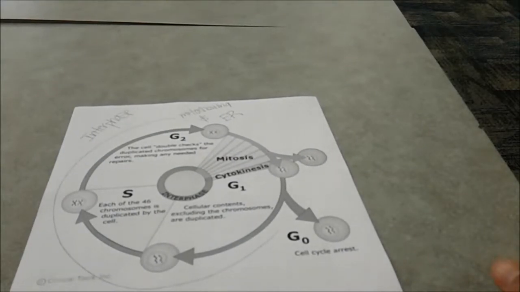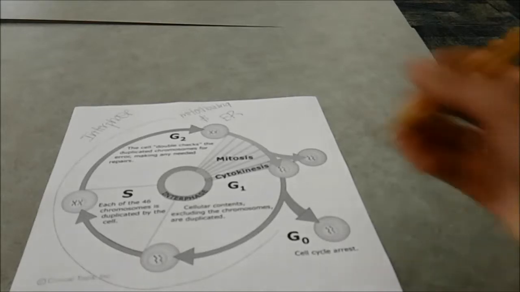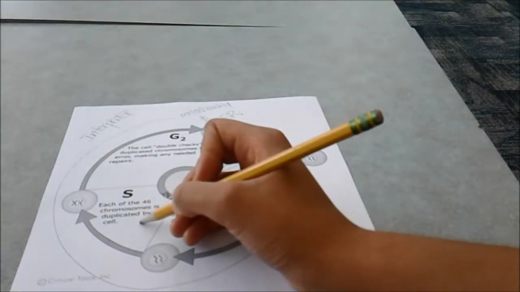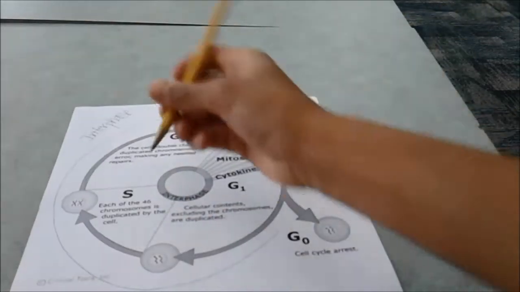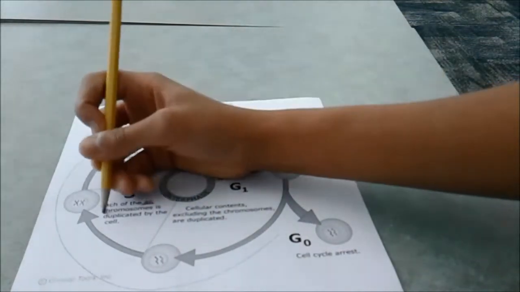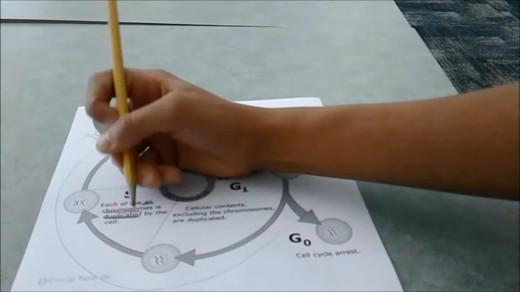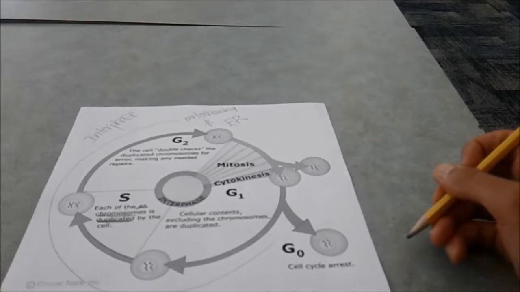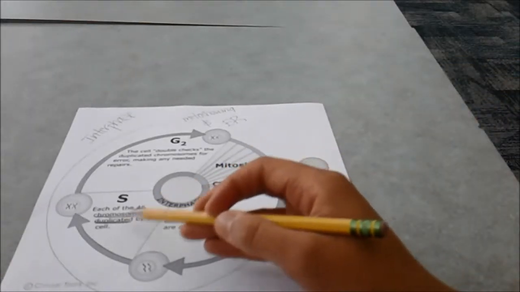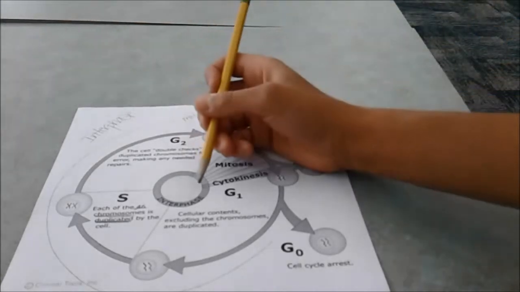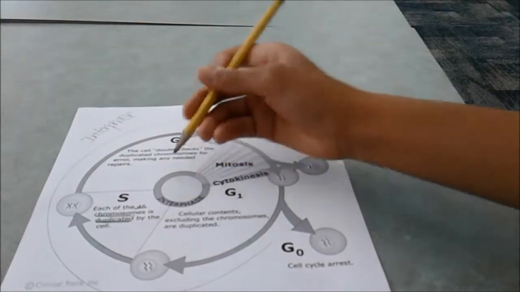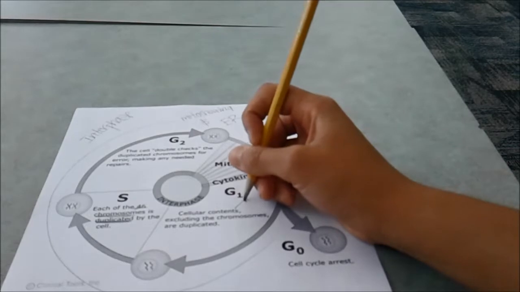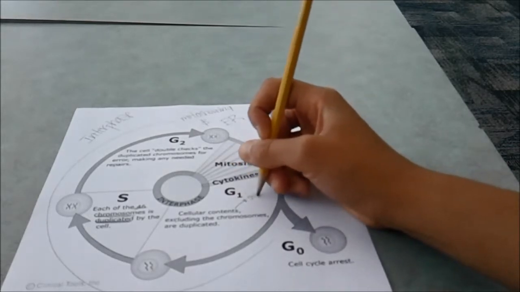Duplication of the chromosomes, crucial for the eventual division of the cell, occurs entirely in the S phase. So, the duplication of the 46 chromosomes occurs here. In G1, the cellular contents, excluding the chromosomes, are duplicated because in the S phase, that's when the chromosomes are duplicated. So the cellular contents, such as the organelles, are all duplicated here.